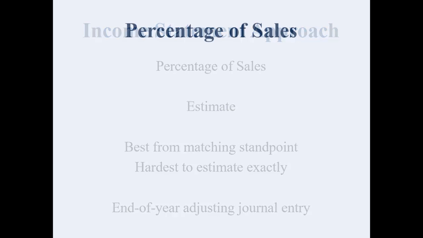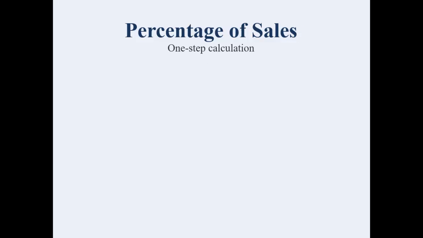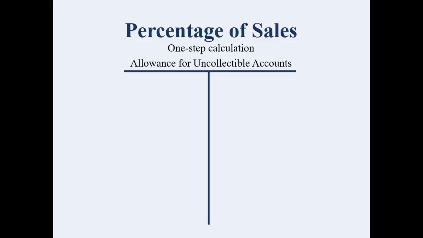It is an end-of-the-year adjusting journal entry. So it's a one-step calculation, and we're going to use a T account, the allowance for uncollectibles. That is your contra asset to accounts receivable. So if it's a contra asset, the normal balance will be a credit, and it is a permanent balance sheet account if you are using this.